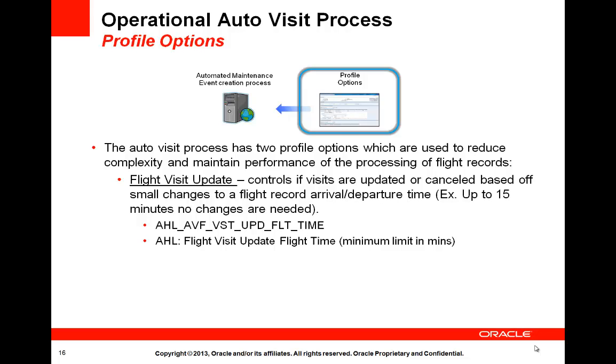To reduce the constant number of changes that could be introduced through a small flight schedule variation during a scheduling period of, let's say, today or the next day, we've added in this control profile, which will allow a small buffer in which the flight visits do not need to be updated if the flight record has changed up to this maximum value. An example may be 15 minutes. So if flight records are not changed for a time period greater than 15 minutes from its original time, then we will not make any associated changes to the visits. This is just to reduce processing time and to reduce complexity.